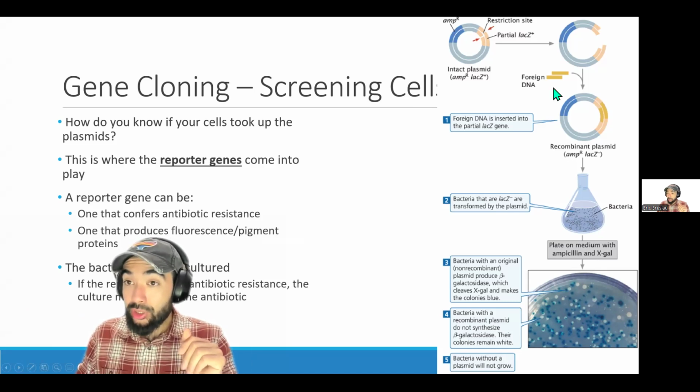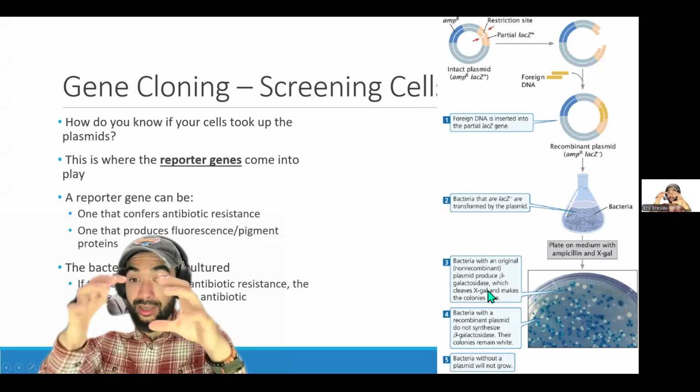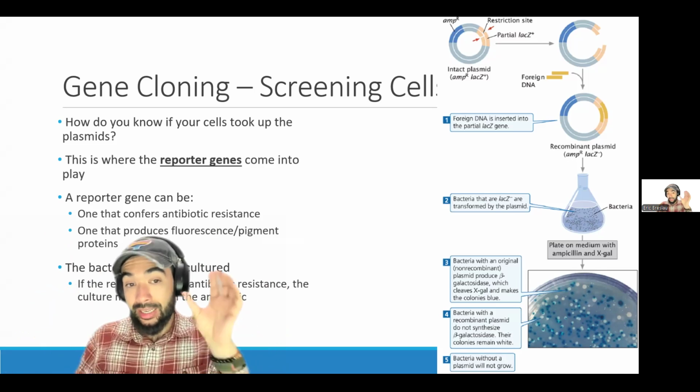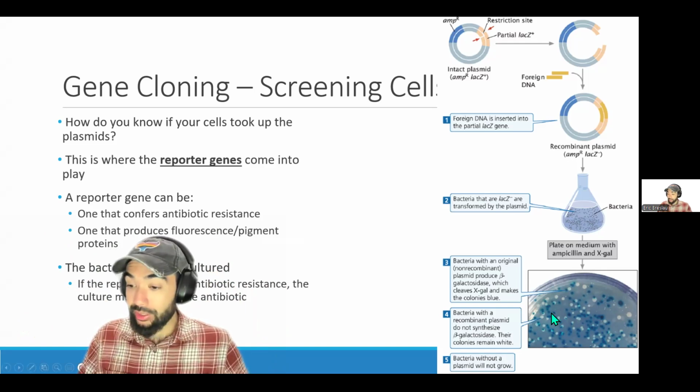If a bacterium took up the original plasmid that was not properly transformed, it will have a functioning LAC-Z gene. That LAC-Z gene will break down this X-gal, and when X-gal is broken, that added chromophore will actually emit a light. It will emit a blue color. And so bacteria that took up this unchanged plasmid will show up as blue colonies on our plate.